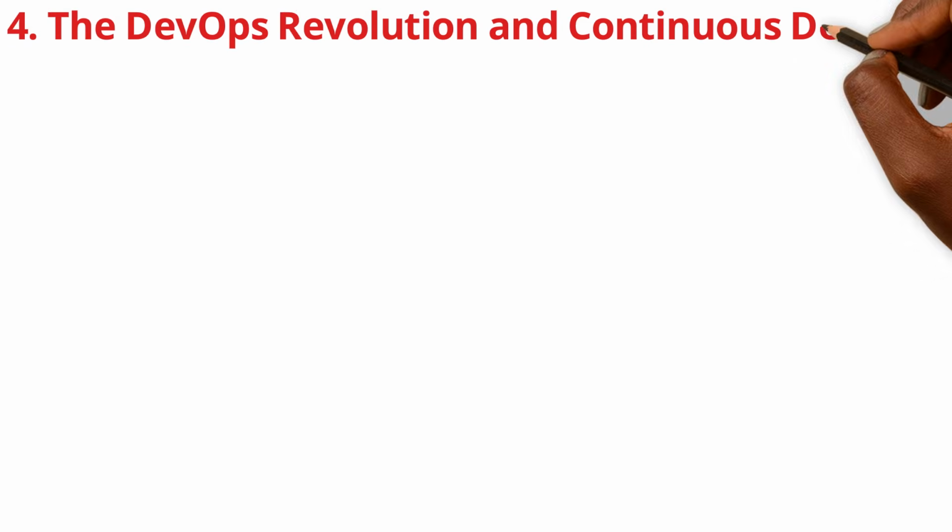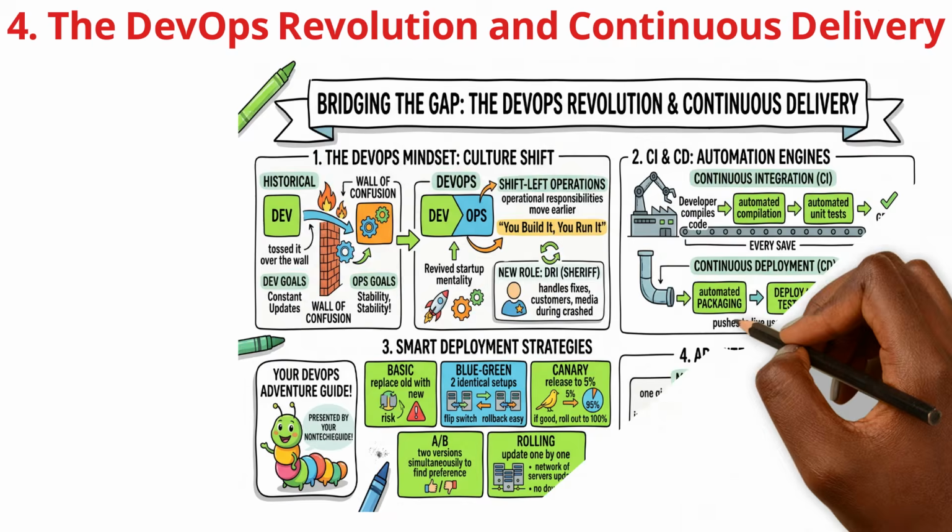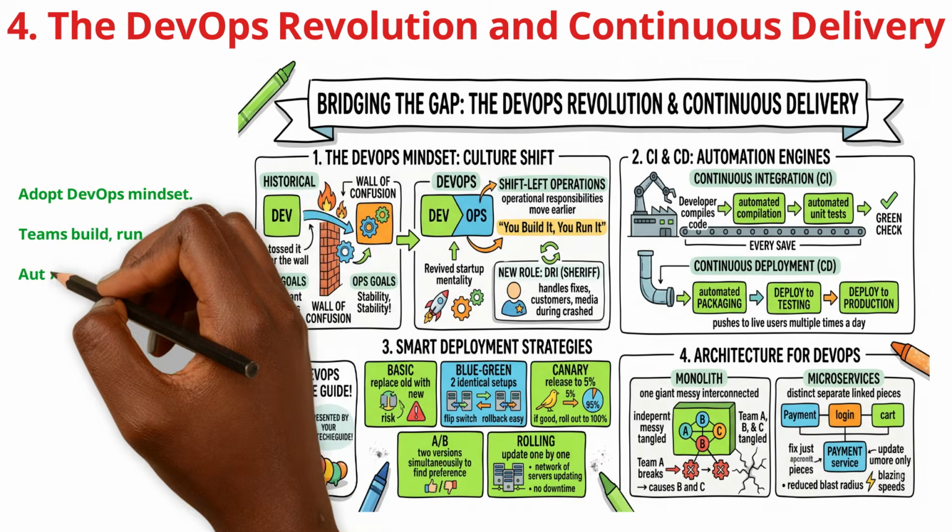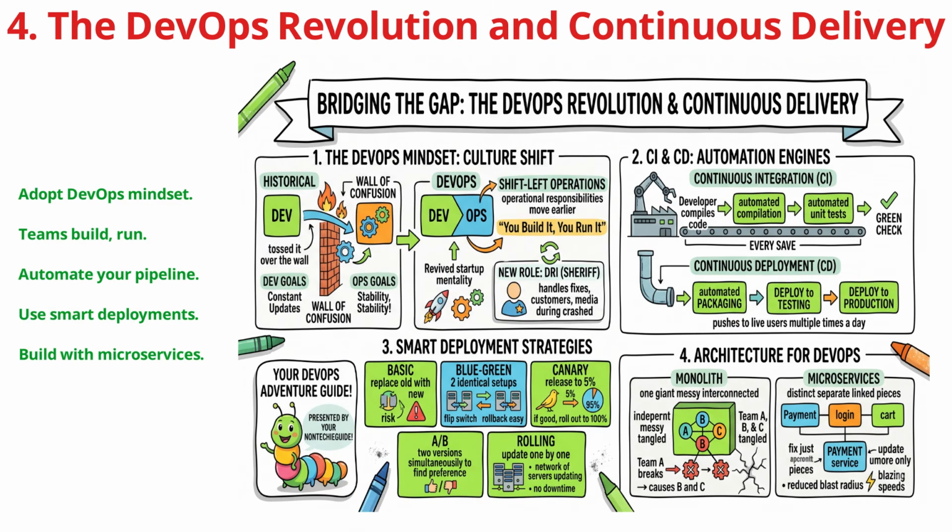Developers and operations used to live in separate worlds, one pushing features, the other fighting for stability. That tension created the famous wall of confusion. The DevOps revolution tears that wall down with a new mindset. You build it, you run it. Everyone works together, sharing responsibility and delivering value continuously.